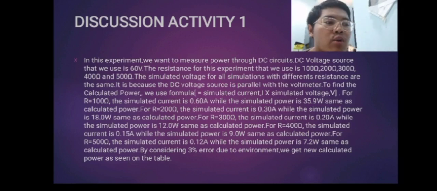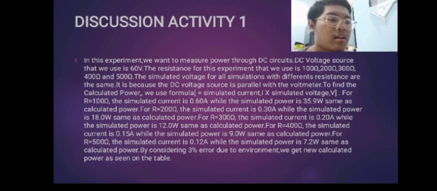To find the calculated power P cal, we use the formula P cal equals simulated current I times simulated voltage V. For R equal to 100, the simulated current is 0.60 ampere while the simulated power is 35.9 watt, same as calculated power. For R equal to 200, the simulated current is 0.30 ampere while the simulated power is 18 watt, same as calculated power.